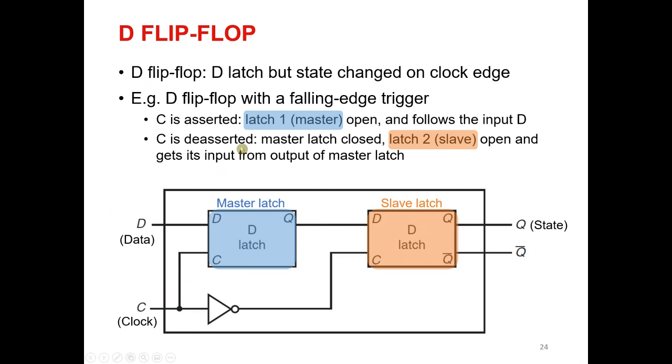Then when C is de-asserted, which means C goes from 1 to 0, this latch stops working, so the input D is not used. What happens here is that we are using the output Q from the previous master latch, and in this case, the slave latch is working and the Q state will be updated. So those are complementary latches. When one is working, the other is not working, and vice versa.